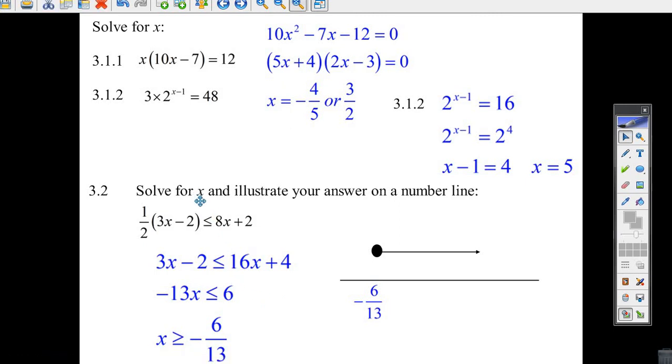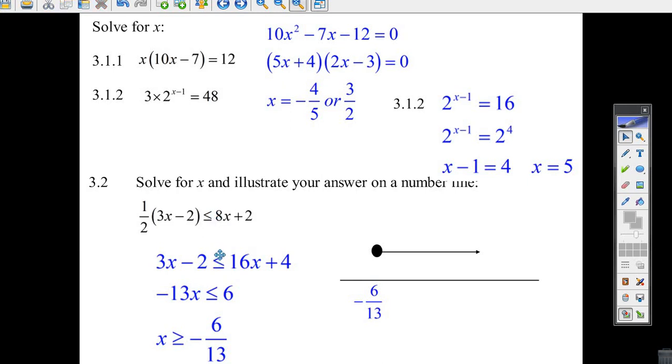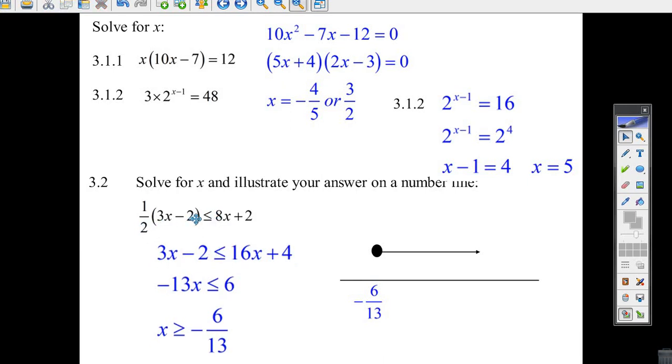Let's try this question. It says, solve and illustrate on a number line: 1/2 times (3x minus 2) is less than or equal to 8x plus 2. Well, fractions are a bit of a problem. If you have a 1 over 2 here, you multiply both sides by the denominator, 2. 1/2 times 2 is just 1. That makes the half go away. But whatever I do to one side, I must do the same to the other. 8 times 2x is 16x. 2 times 2 is 4.